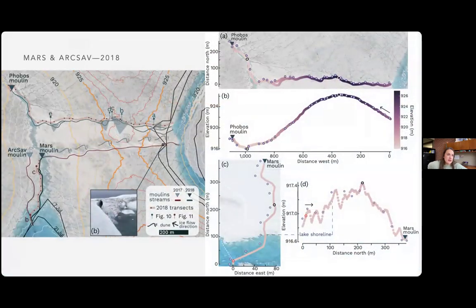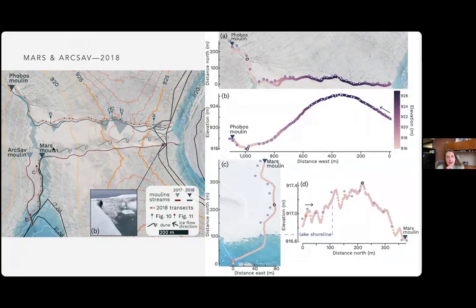So here, if we look at the elevation data along the transect, and here on the left, we have just a map showing some of our surface elevation contours. So we see it did breach a new higher location on the same topographic divide, which ultimately resulted in us diverting flow to a new moulin, Phobos Moulin, which is further downstream than Mars Moulin.